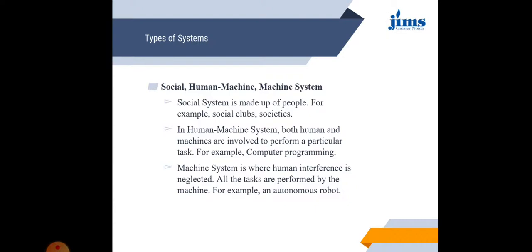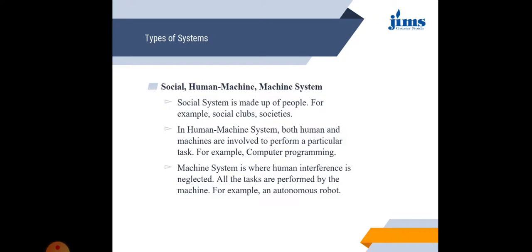All the tasks are performed by machines, for example, in autonomous robots. So the machine systems are those where all the tasks can be done by only the machines. There will be no interaction of a human with this machine. So social means that it is made up of people, for example, social clubs and societies are the social system.